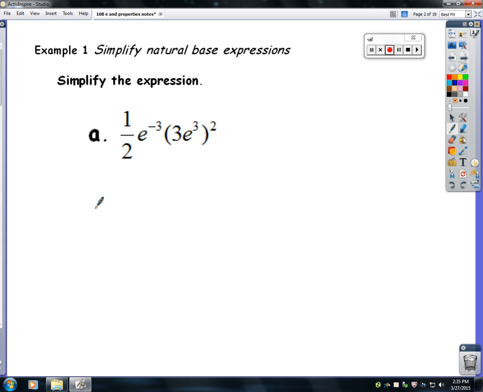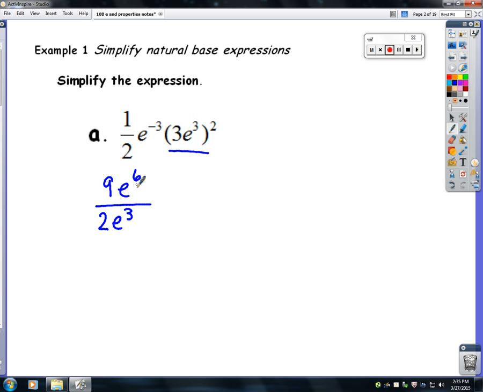So I'm going to give myself a fraction bar set up here. All right, so I got 1/2. So my 2 is going to go in the denominator. I see e to the negative 3 power, so that means to take the reciprocal. So this is going to be e to the third. Now this expression is a power to a power, so everything in the parentheses gets squared. 3 squared becomes 9. e to the 3 times 2 is the 6th power.